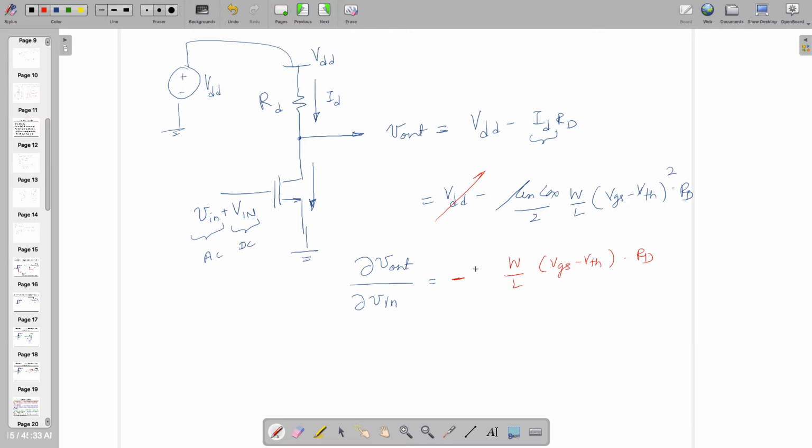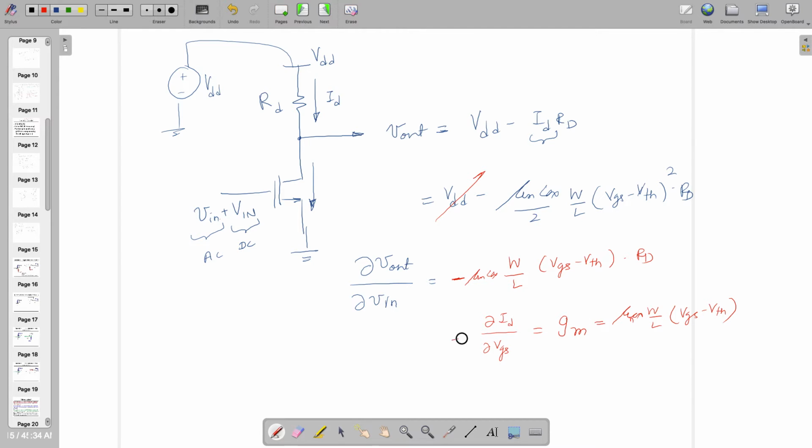But what about these constant values? Mu n Cox by 2 times... the 2 will be cancelled. So this is the same as del ID by del VGS. If you remember, del ID with respect to del VGS is equal to gm, that is also equal to the same thing: mu n Cox W by L (VGS minus VT). Right? It's also the same, del ID with respect to del VGS.